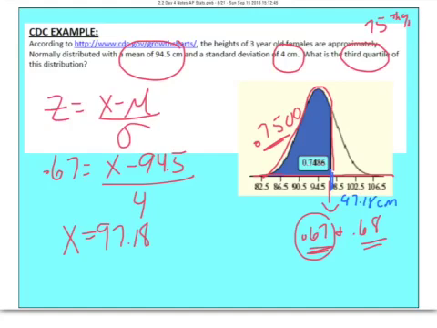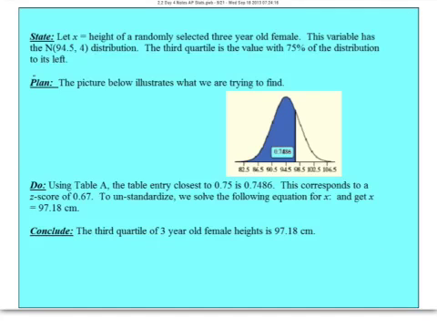Now let's look and see how you would put that in the state, plan, do, and conclude four-step process. This right here is a nice way to put it together. In this case, state our variable. Let x equal the height of a randomly selected 3-year-old female. Be specific enough.